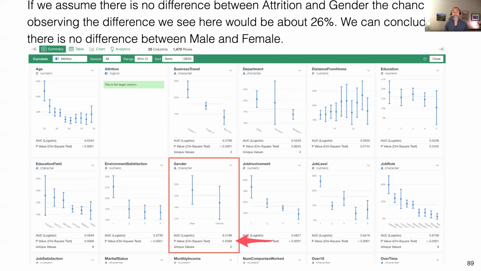But here we see 26%. So about 1 in 4 times you would see something like this. Therefore, it's not that rare, so we can still stick with the assumption. What was the assumption? That there's no difference between attrition and gender. So we're going to stick with it. We don't have to change it, because a 1 in 4 chance of getting this kind of thing is not rare. So we can't really conclude there's a relationship between gender and attrition.